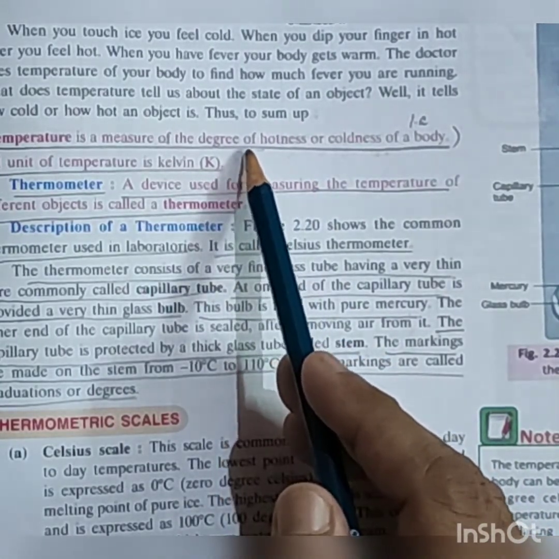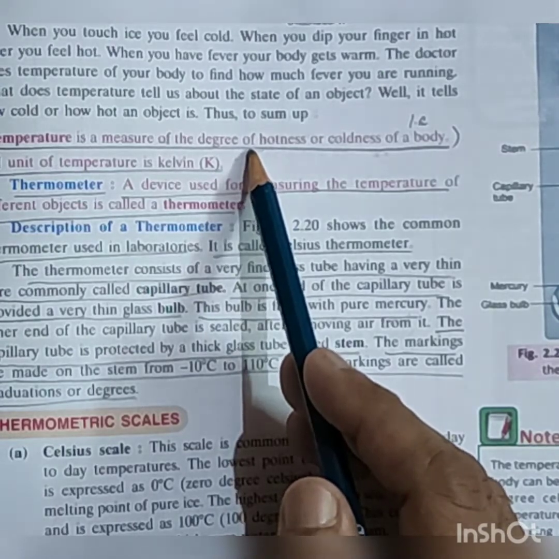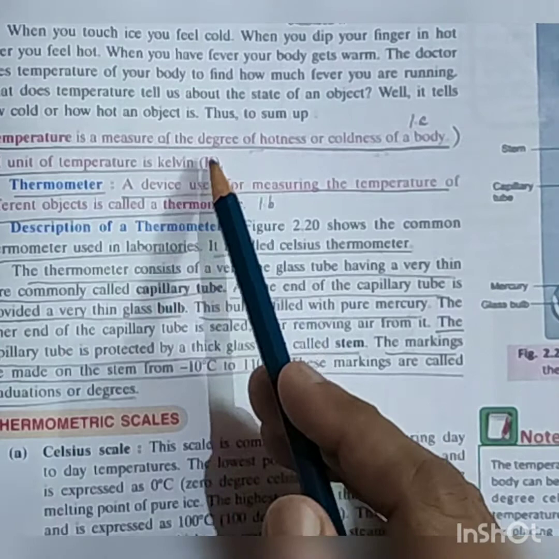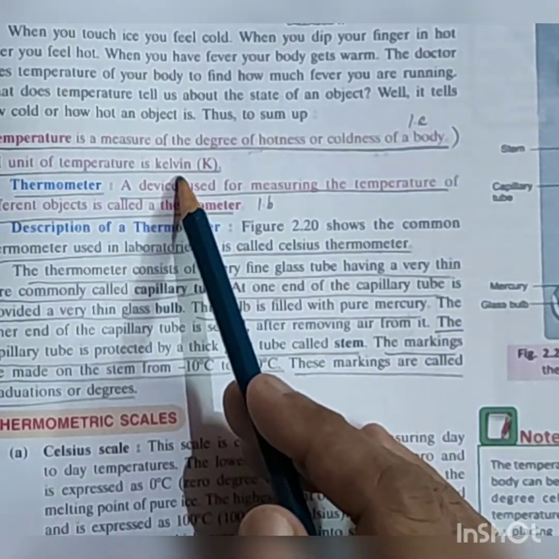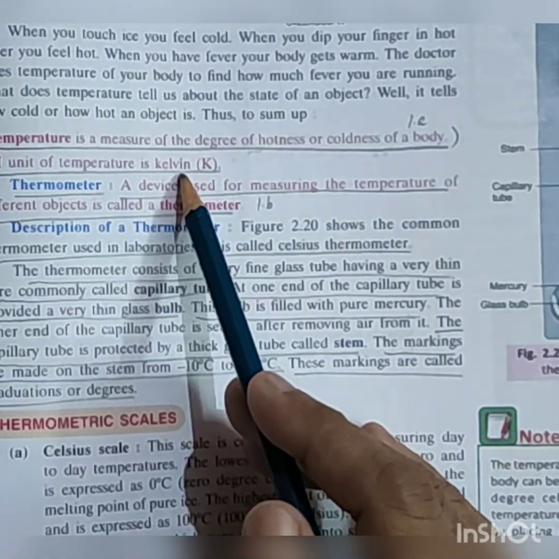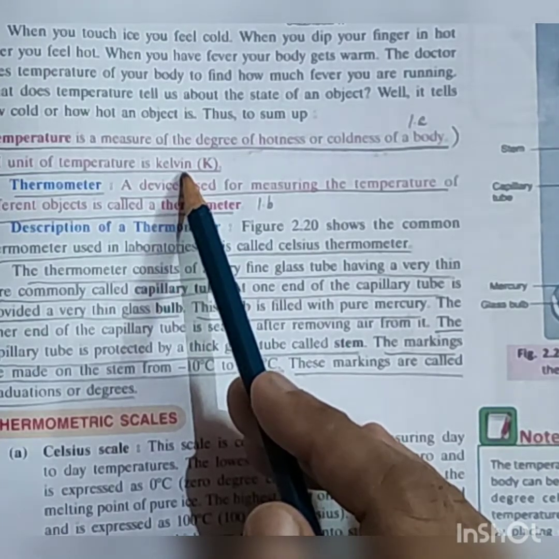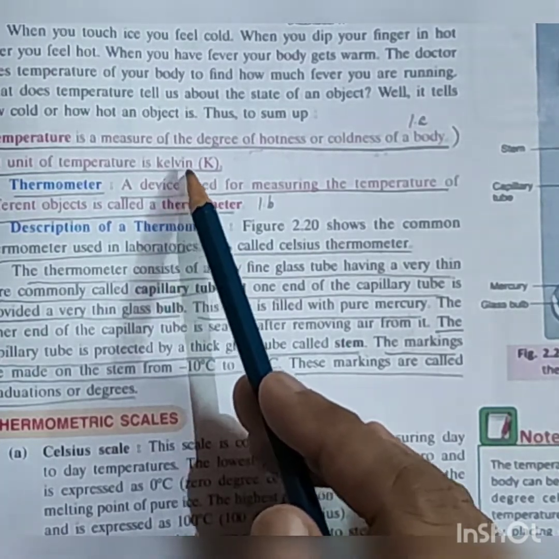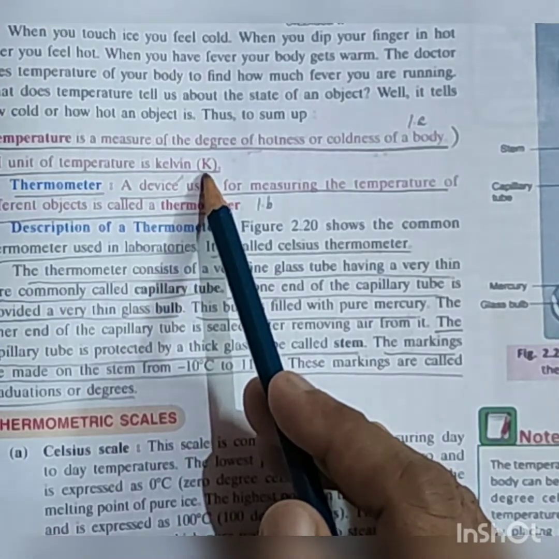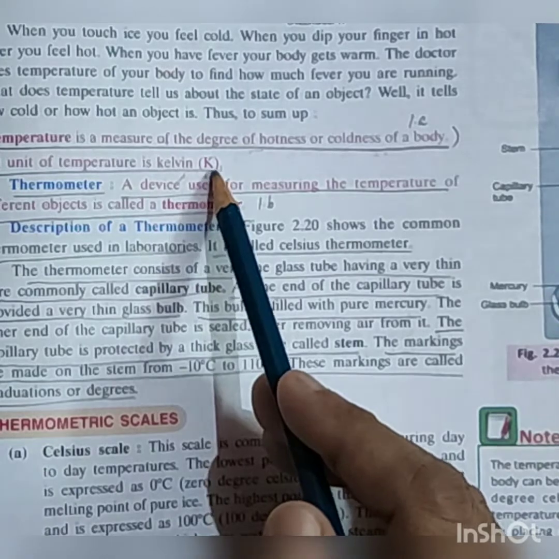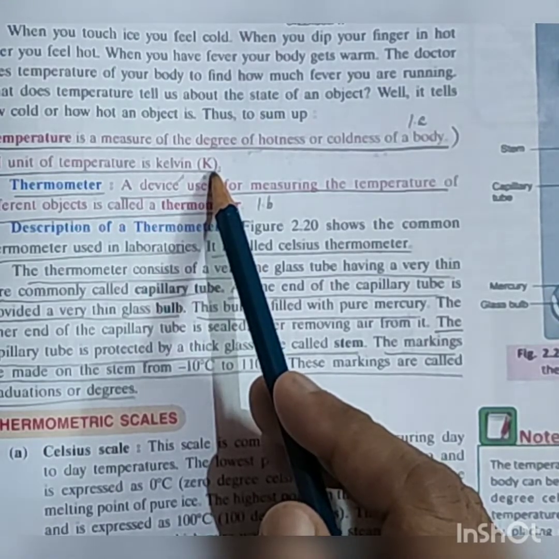As we learned, everything has its SI standard unit. So like that, temperature also has a standard unit, and that is Kelvin. When you write Kelvin in words, it will be in small letter. When you write the symbol, it will be capital K. Keep in mind, there is no degree sign you have to write. There is no degree sign.